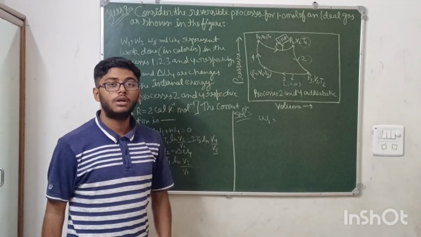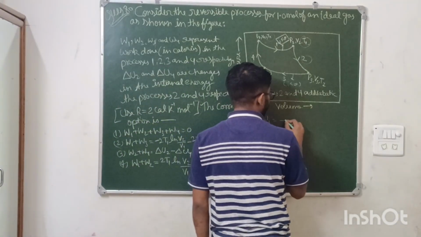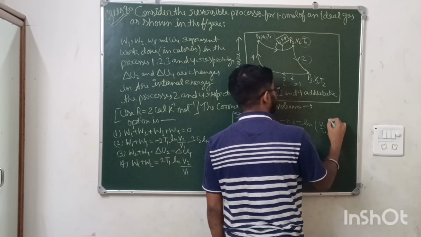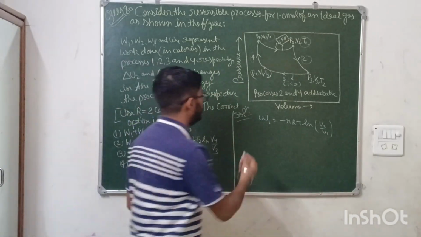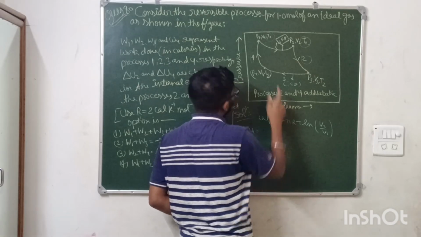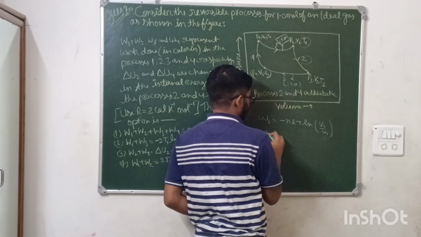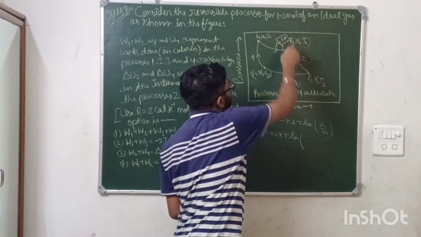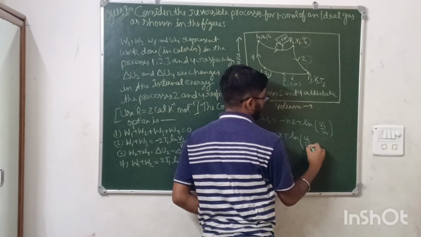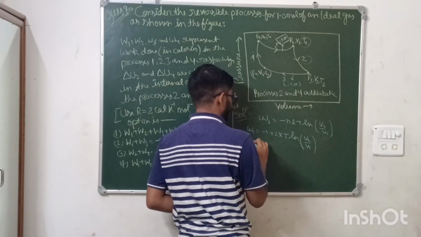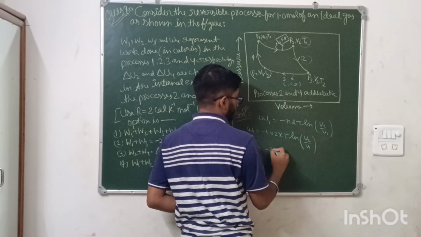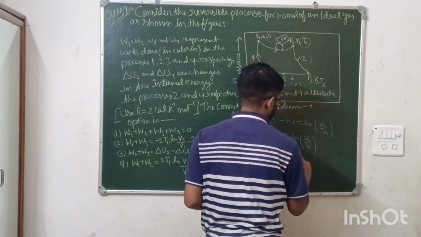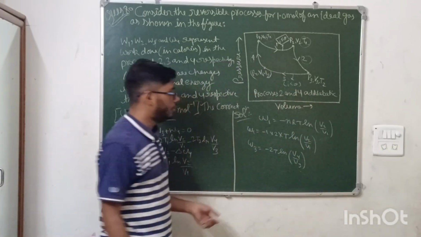So work done due to 1: what is the work done due to an isothermal process? It's minus nRT ln V2 by V1. This is the work done for W1. So if you write W1, the number of moles is 1, so minus 1 into 2 into T ln V2 by V1. And work done due to 3 is also 2T ln V4 by V3. This is the work done due to 1 and 3.